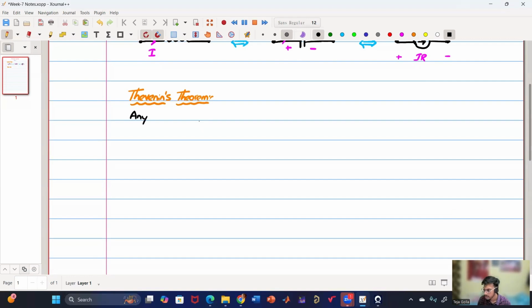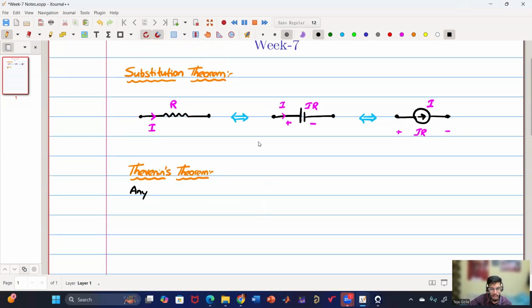Sir, in the substitution theorem, the second diagram is understood, but in the third one, you have drawn an arrow mark that indicates only the current source. Then how can we represent R, sir? So the current value is I. The voltage across the current source is IR, because the original voltage is IR, right?